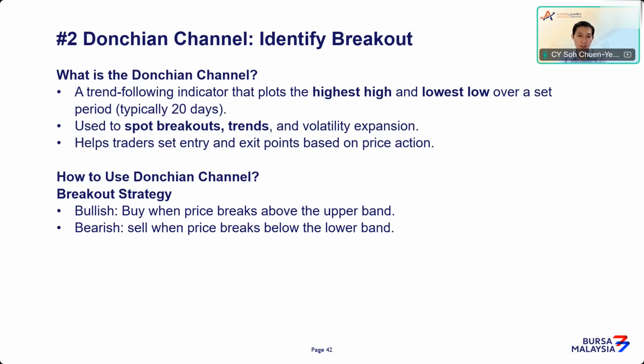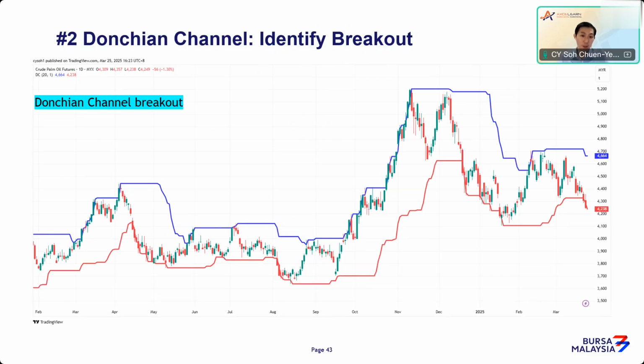Usually the standard parameter is 20 days. Donchian channels are very good for spotting breakouts, trends, as well as volatility expansion. This helps traders to set entry and exit points. So let me go through a quick one on the chart itself so that you understand how it works.